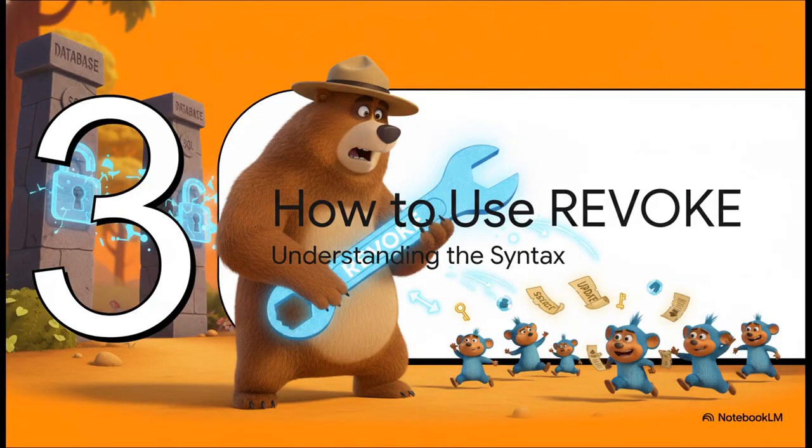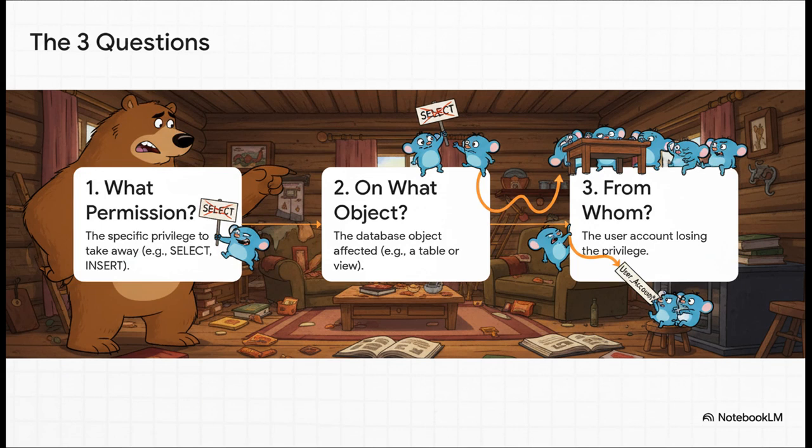All right, so we get the why. Now let's get into the how. Let's take a look at how this command is actually structured. And honestly, it's a lot more straightforward than you might think. The whole command's logic is really built around answering three easy questions. First, what? What specific permission are you taking away? Is it the ability to read data with select, or to change it with insert or update? Second, on what? On what object are you revoking this permission? The employees table? The sales view? And third, from whom? Which user account is about to lose their privilege?